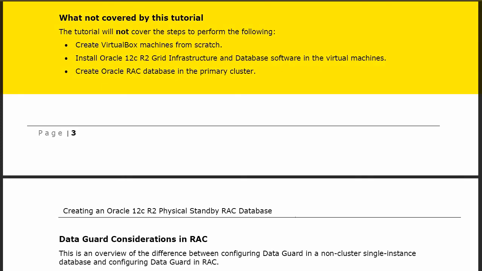This demonstration will not cover the steps to perform the following: creating virtual machines from scratch, installing Oracle 12c R2 grid infrastructure and database software, and creating an Oracle RAC database in the primary cluster. As I said earlier, this demonstration assumes that you are already aware of how to do those tasks.